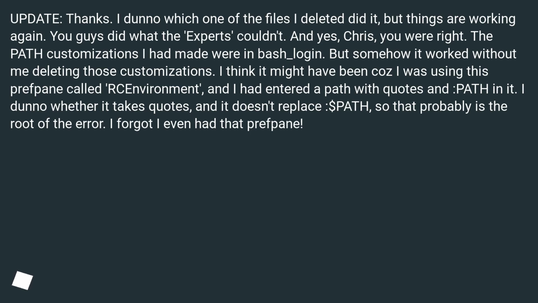I think it might have been because I was using this prefpane called Environment, and I had entered a PATH with quotes and $PATH in it. I don't know whether it takes quotes, and it doesn't replace $PATH, so that probably is the root of the error. I forgot I even had that prefpane.